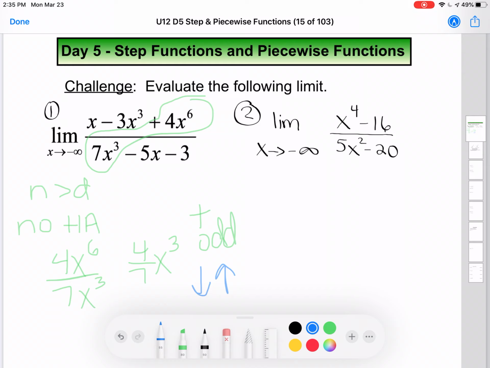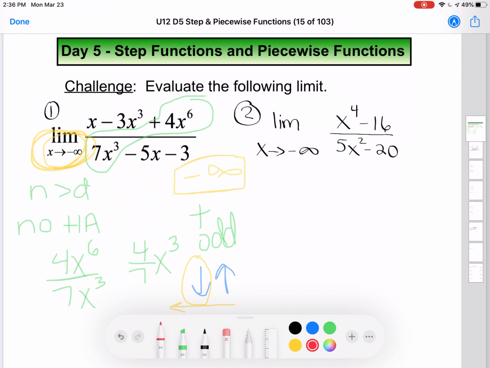And then they want me to take the limit as x approaches negative infinity. So that means I'm going this way. So if I'm going this way, where's the graph headed? The graph is headed, oops, I circled the wrong one. Okay, if x is going to negative infinity, we're heading this way, and the limit is negative infinity.